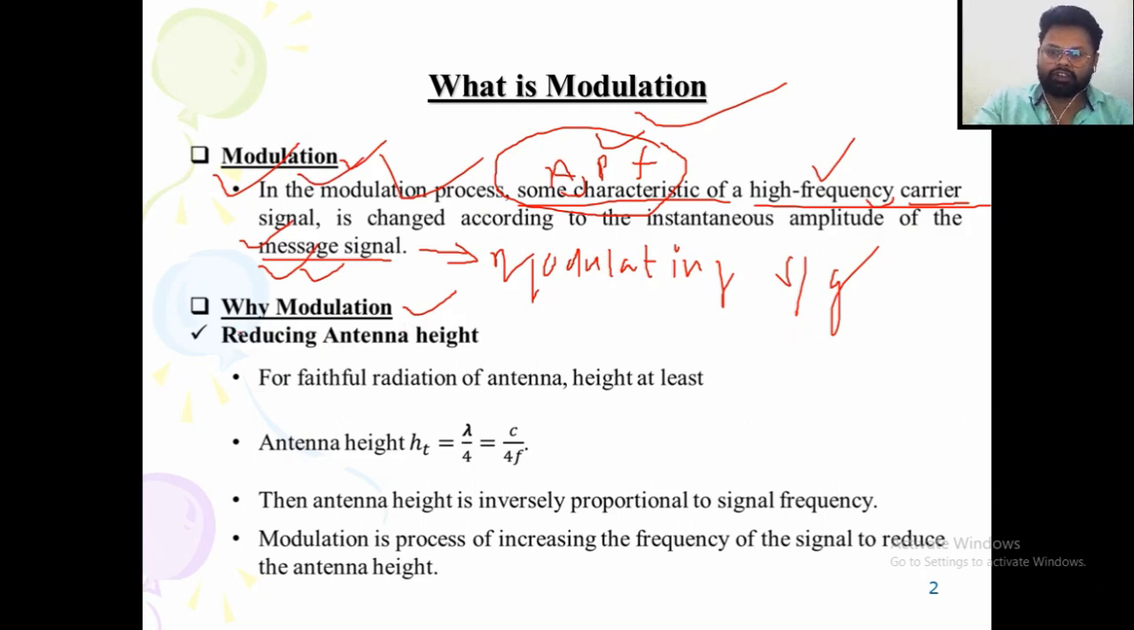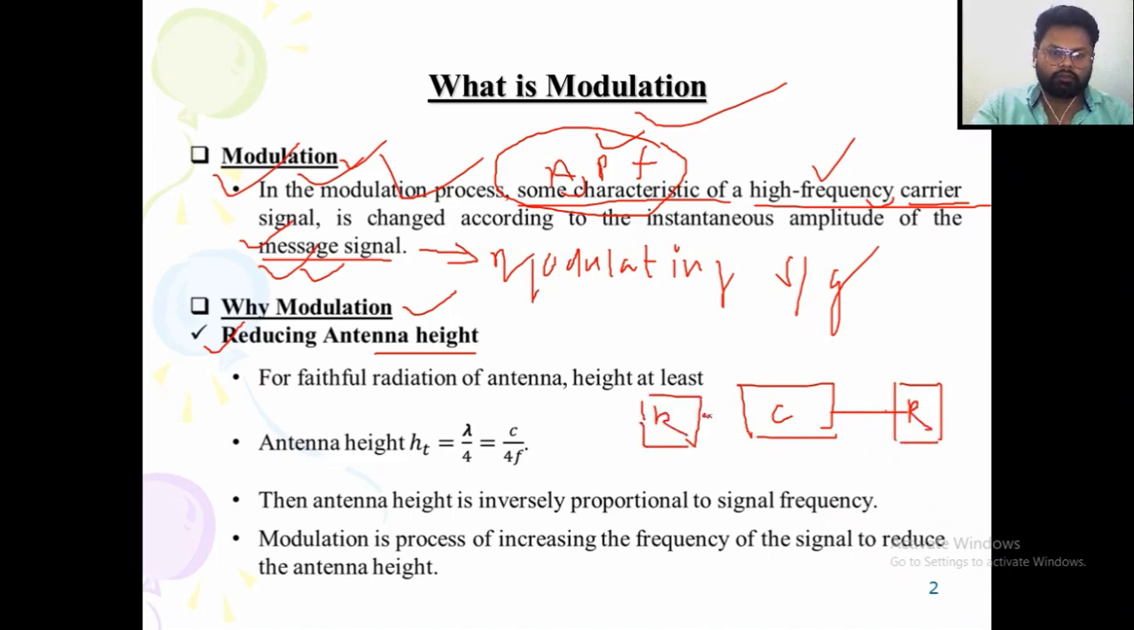Now why do we need modulation? The first reason is reducing the antenna height. If we have a communication system, we have three blocks: the transmitter, the channel and the receiver.